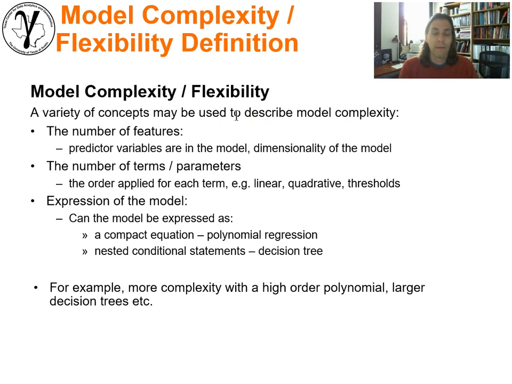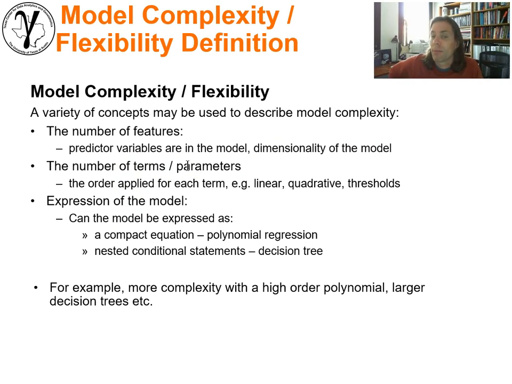In many cases, we may say the number of features that are used to build the model changes the degree of complexity of the model. If we're using 1, 2, or 10 features in the model, that can be used as a way to describe complexity of the model: the number of predictor features that are used, the dimensionality of the model, the number of terms and parameters.